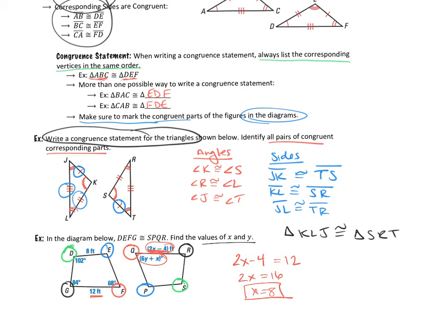And then I now need to find y. So I know that 6y plus x is going to be the same as my corner here, which is 68 degrees. So 6y plus x equals 68. But x equals 8, so I'm going to substitute that. Subtract 8 from both sides, so 6y equals 60. So y equals 10.